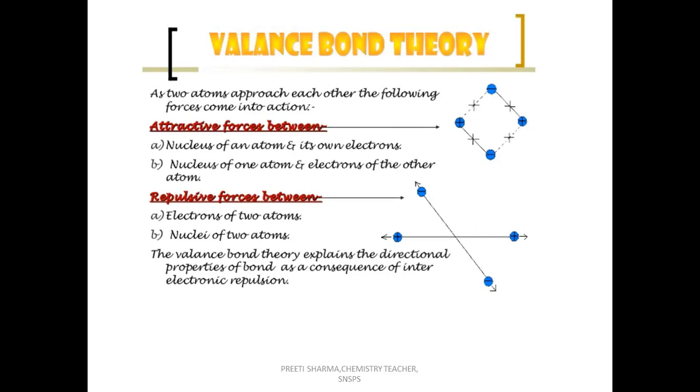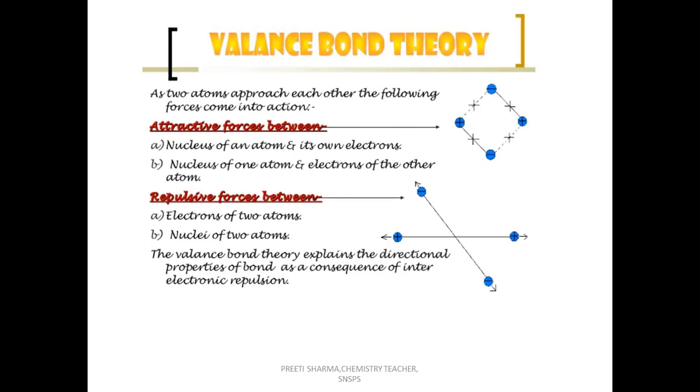Students, if the attractive forces are more as compared to repulsive forces, it means the system energy decreases, and the molecule becomes stable. It means valence bond theory directly or indirectly explains the stability of a compound, right? The question comes: why does hydrogen exist in the form of the H2 molecule, whereas helium does not exist as a He2 molecule?